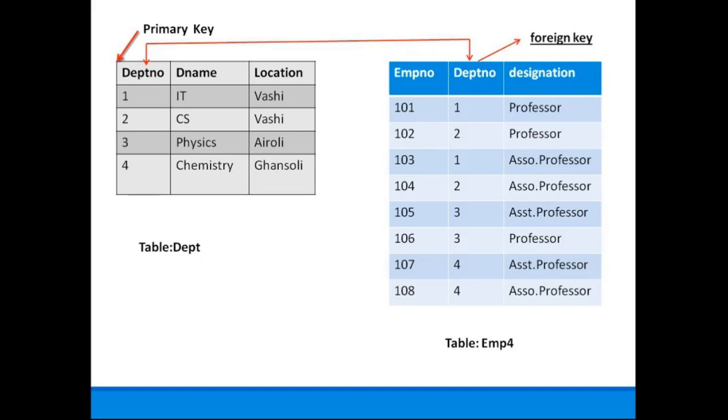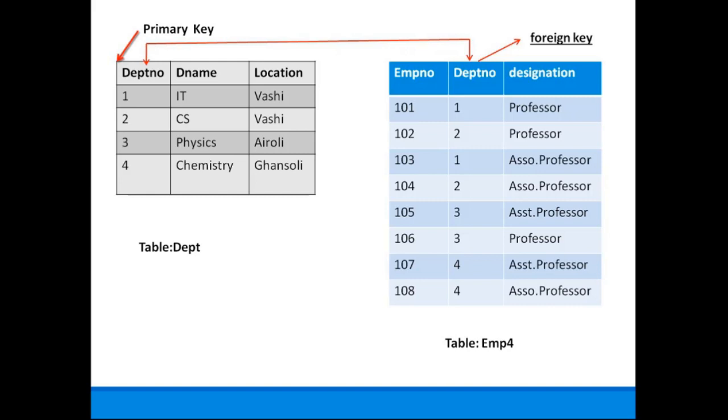Now observe both tables. The department table stores information about the department, that is department number, department name, department location. And the employee 4 table stores the information about the employee, that is employee number, department number of employee and designation of employee. Now if you want to interconnect both tables to each other, then we have to use primary key and foreign key.